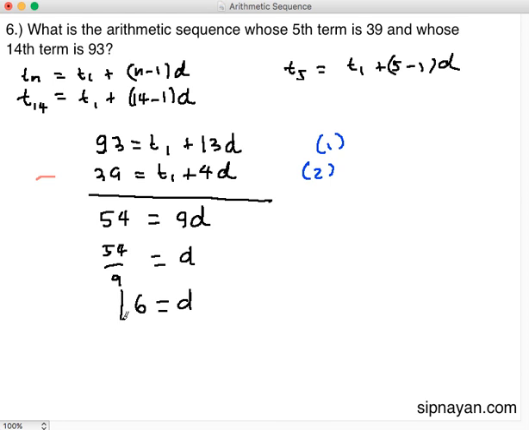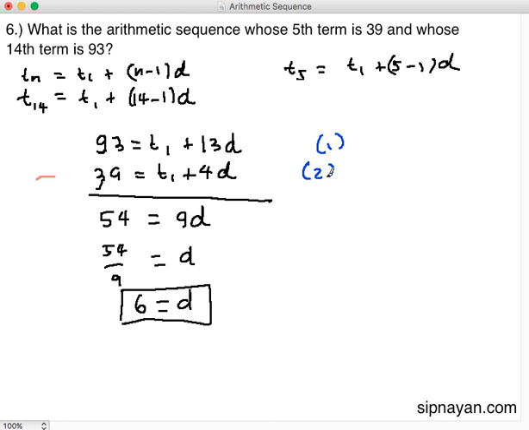So, ang constant difference natin ay 6. Lagi ako nagkakamali dito. This is constant difference, not common difference. So, constant difference is 6. Okay? And pag nakuha na natin yung d dito, pwede natin kunin yung t sub 1 by substituting to one of these equations. Siguro mas madali ito kasi mas maliit yung number.